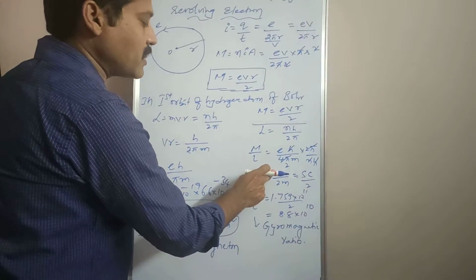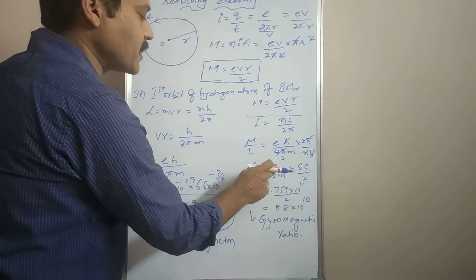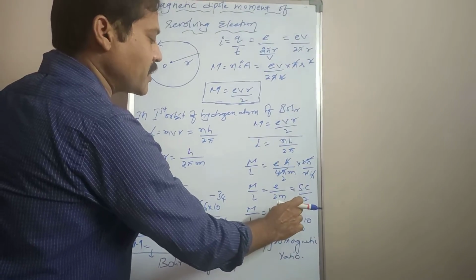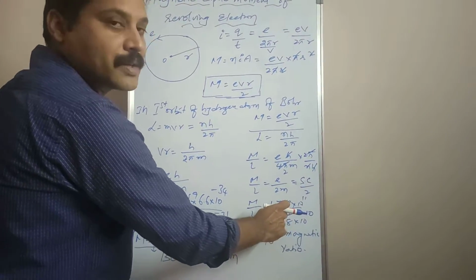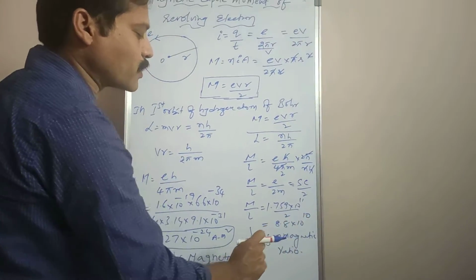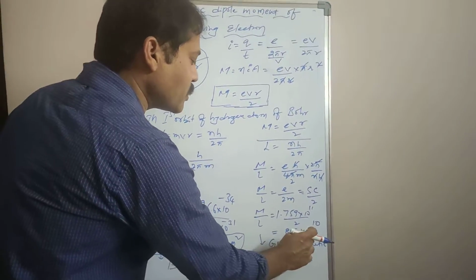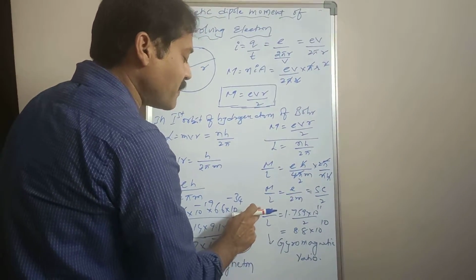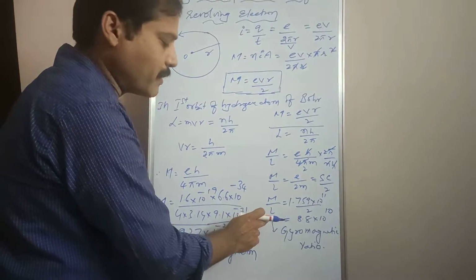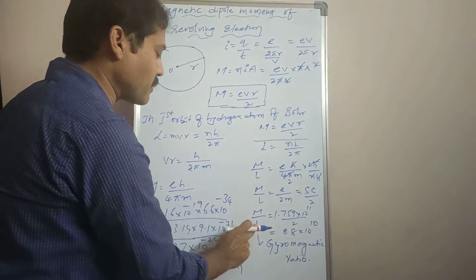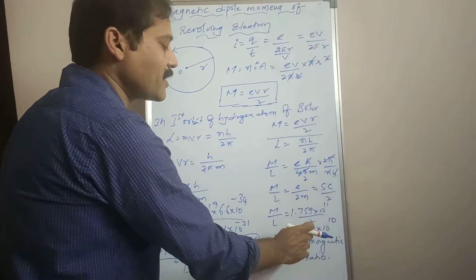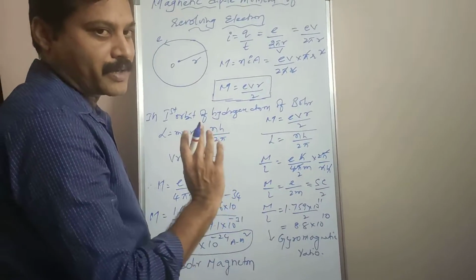If you substitute the values of e and m as the charge and mass of the electron, you will get 1.759 into 10 power 11 by 2. After simplifying, you will get the value as 8.8 into 10 power 10. Now the ratio of the magnetic dipole moment of the revolving electron to its angular momentum in the first orbit of the hydrogen atom is called the gyromagnetic ratio, and its value is taken as 8.8 into 10 power 10.